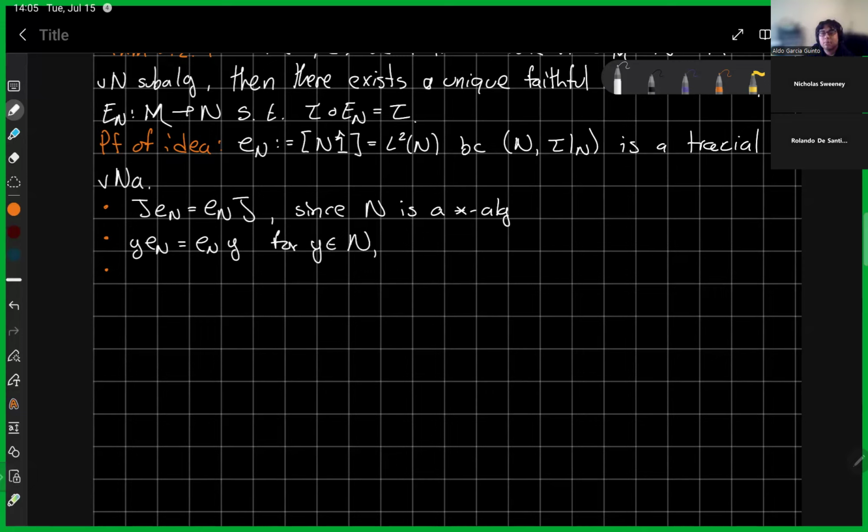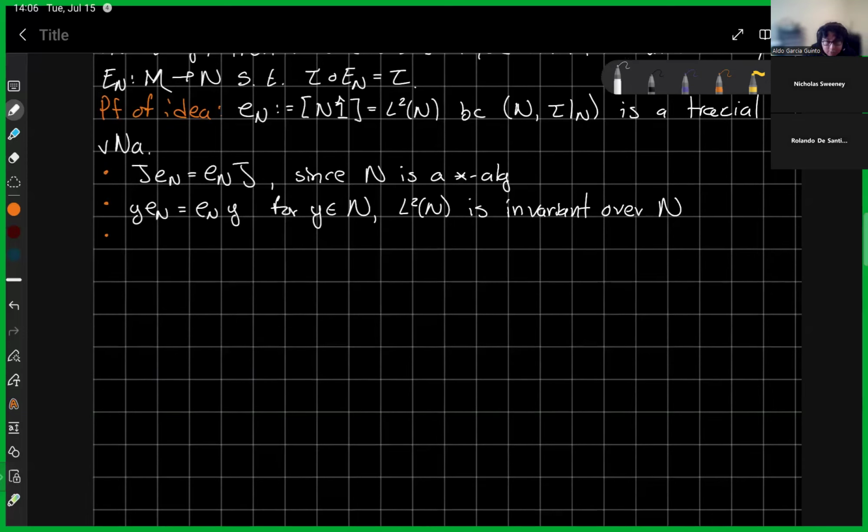And this is mainly because the Hilbert space L2 of N is invariant over N. Okay, and then you can show that lambda of En x hat is going to be a bounded, left bounded operator on N for all x in M.